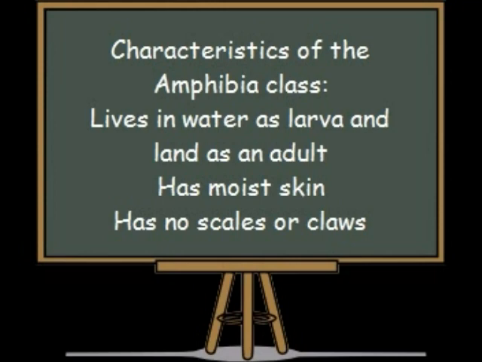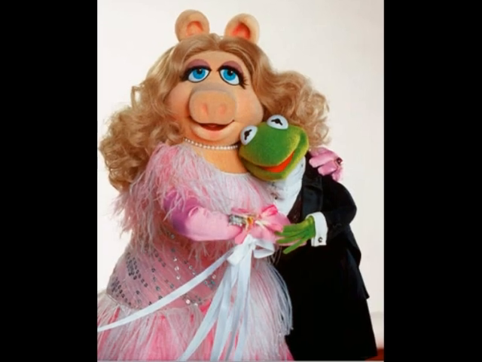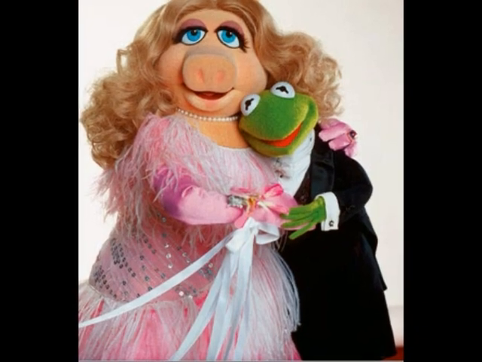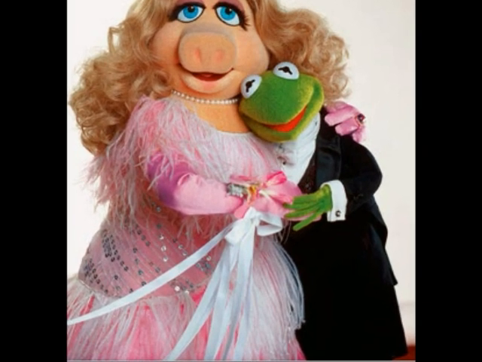The characteristics of the frog's class Amphibia are quite specific. Amphibians live in water as larvae and begin to go on land as they get older. They have moist skin and no scales or claws. While the frog's exterior differs in many ways from other species, their digestive system has many similarities to the pig.